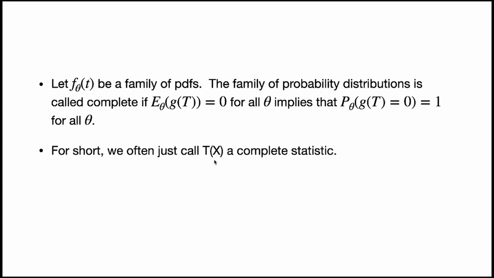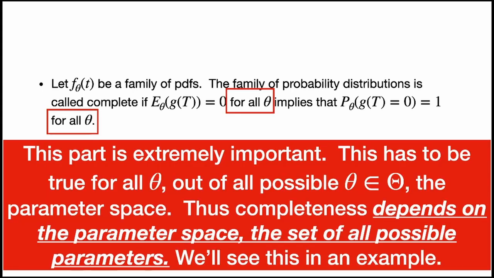Often we're just going to call T a complete statistic. So let's see some examples to wrap our head around this definition. And just to note, this part about "for all theta" is very important. This has to be true for all theta out of all possible theta in our parameter space, big Theta. That's the set of all possible parameters that we can have.